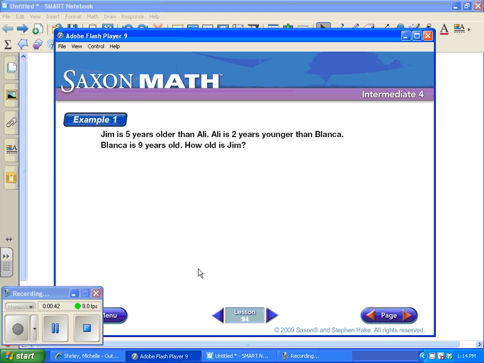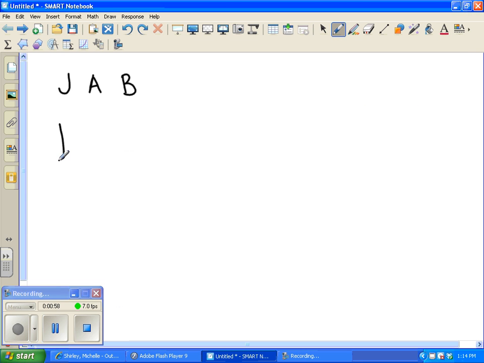So let's start out writing what we know. Jim equals 5 years older than Ali. So a math problem I could write would be J equals 5 plus A, okay? Does that make sense? Jim equals 5 years older than Ali. Now that doesn't help us yet, but it will.